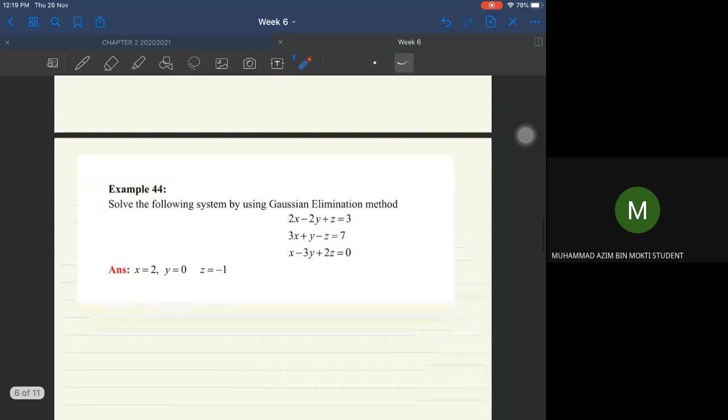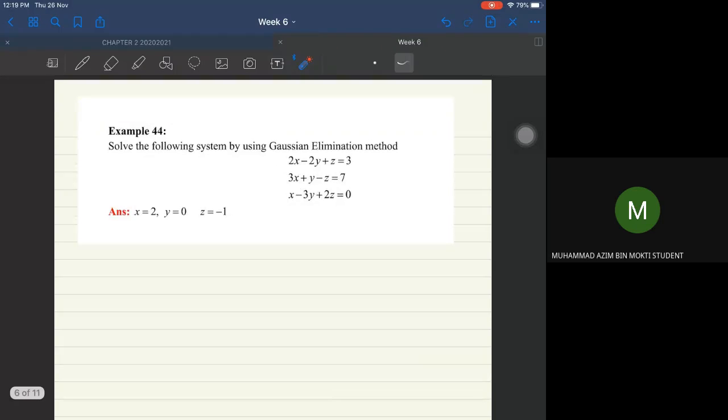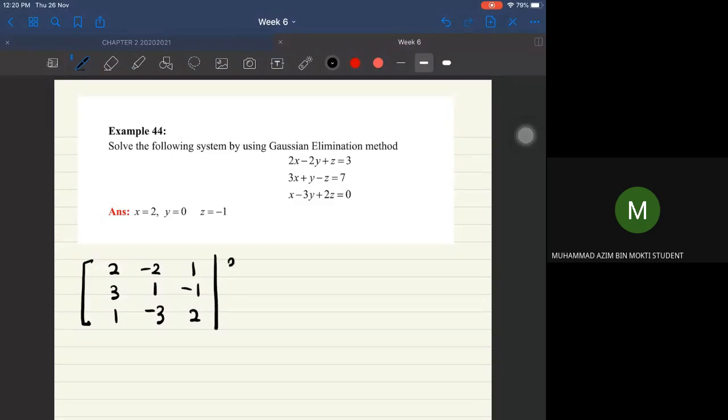Okay. So for this one, kita cuba buat the second problem. Okay. So for this one, kita susun dia dalam bentuk augmented form. You cuba buat sendiri ni. Sambil-sambil tu saya panggil nombor untuk attendance. So you have 2, 3, 1, negative 2, 1, negative 3, 1, negative 1, 2. And on the right hand side I have 3, 7, 0.